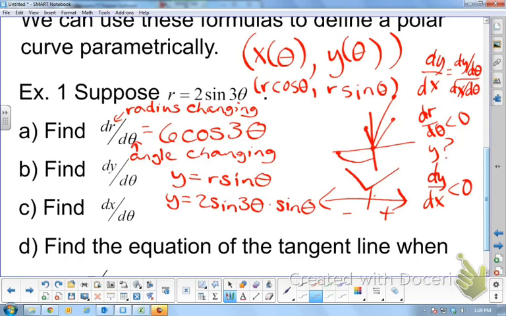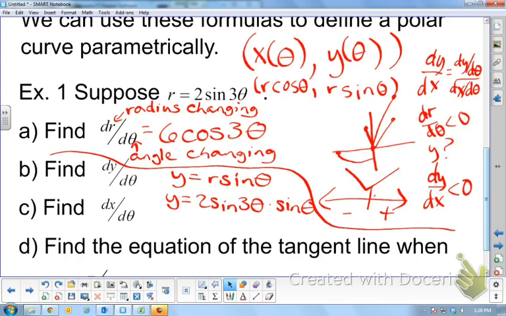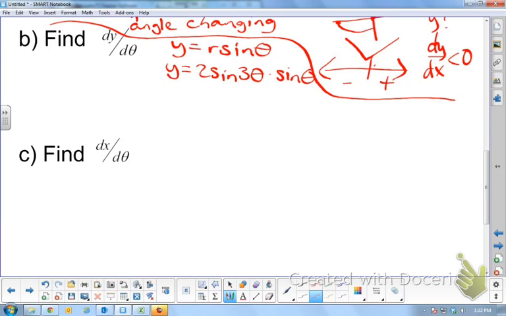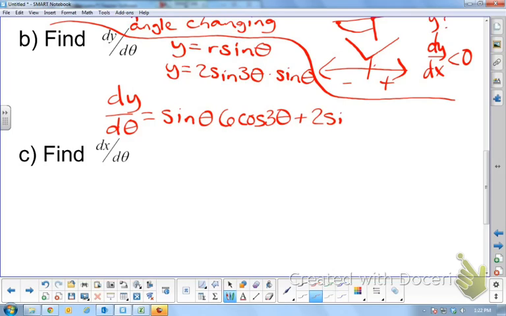What rule or rules do I have to use on this one? Product and chain. Do you product first and then chain, or chain and then product? Product first, then chain, because product is affecting more things than chain. So take the derivative of that for practice. So what is dy d theta? Sine theta times 6 cosine 3 theta, plus 2 sine 3 theta times cosine theta. Good. That's what it is.